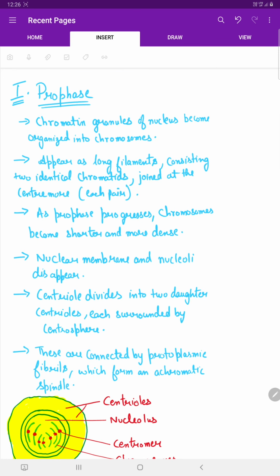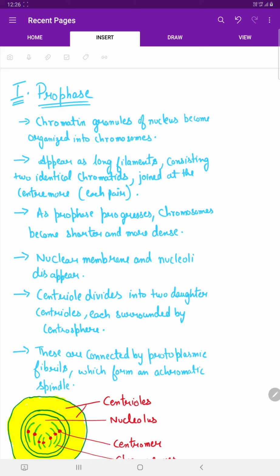The chromatin granules of the nucleus stain more densely and become organized into chromosomes. These first appear as long filaments, each consisting of 2 identical chromatids, the result of DNA replication. Each pair of chromatids is joined at a region called the centromere, which may be central or towards one end.